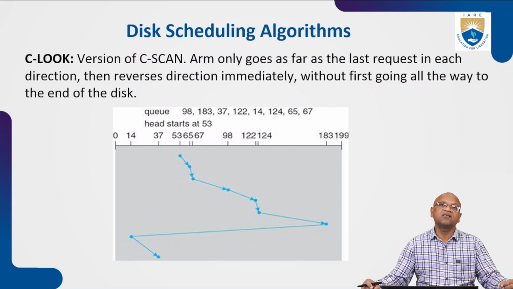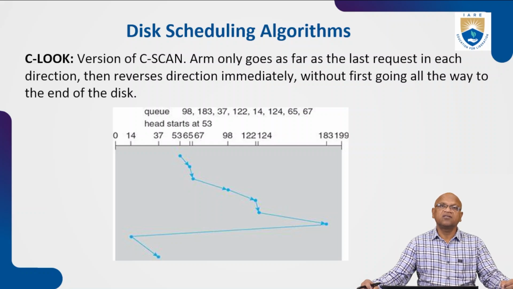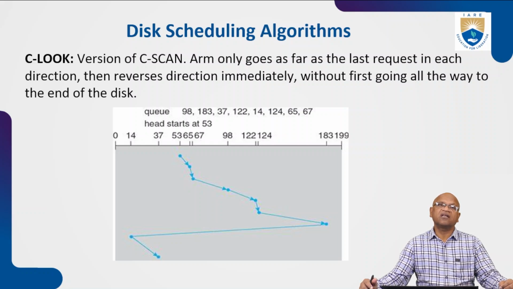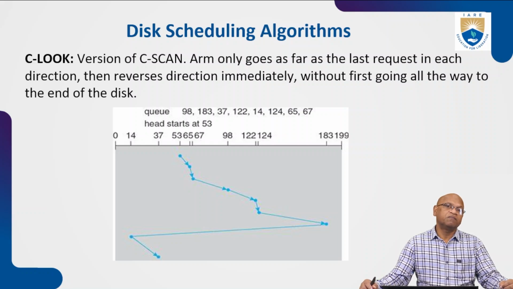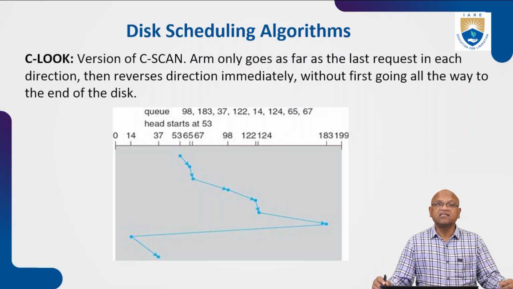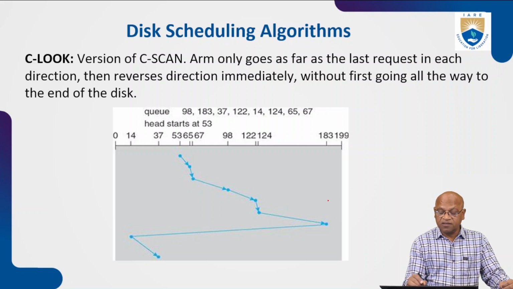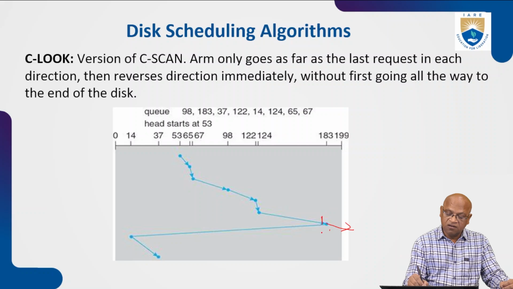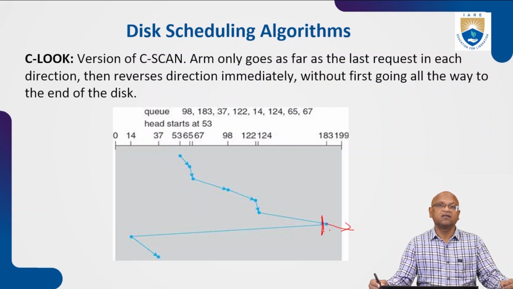So another one is C-LOOK. C-LOOK is another version of C-SCAN, and it only goes as far as the last request in each direction. So what is the difference between C-SCAN and C-LOOK? In C-SCAN, it used to go to the last one, and from there it jumps back, whereas in C-LOOK it goes only to the last available request. It won't go to the last cylinder. That is the only difference.